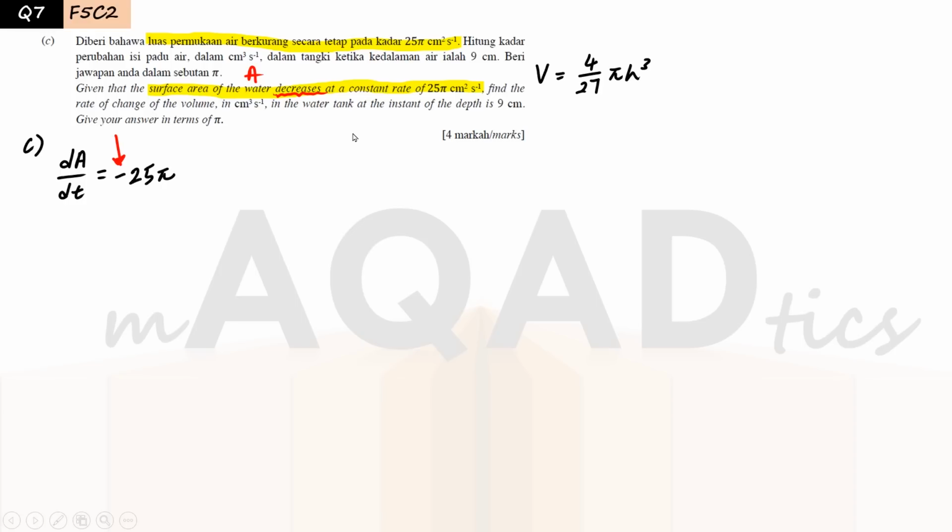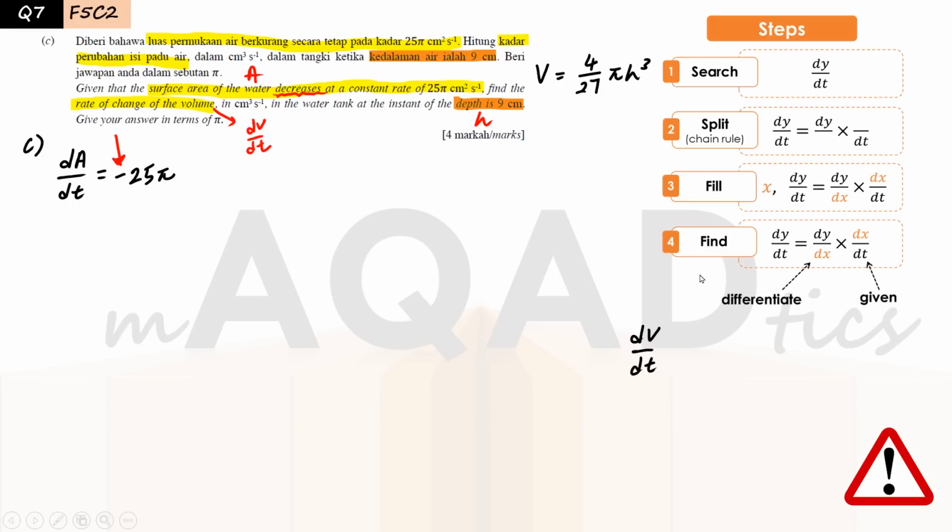So now we need to find the rate of change of the volume. This one would be dV over dt. Again, for rates of change, at the bottom we need to put dt. And it says that when the depth of the water is 9 cm, so depth is h. To find the rate of change, we can use these 4 steps.